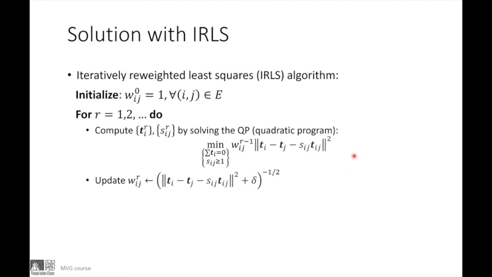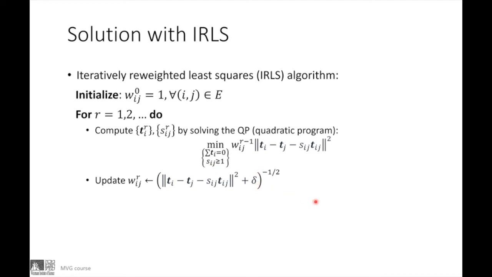Okay, so I apply this quadratic program. I solve it, now with W equal 1. And next I'm going to update the weights. The way I update the weights is that I take the square norm, I add some small delta, and I take this to the power of -1/2. And I repeat. I'm solving a quadratic program with the new weights, update, etc.